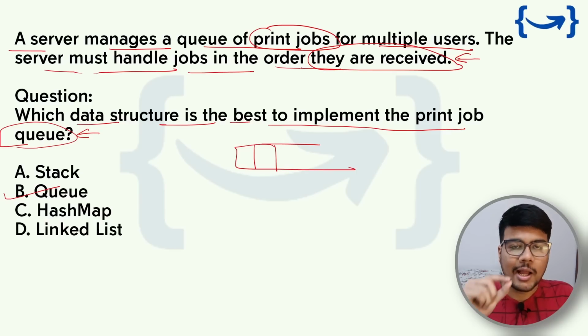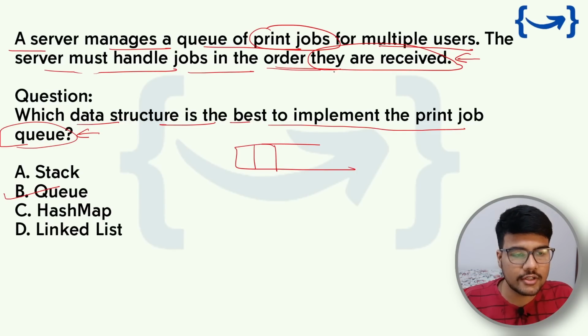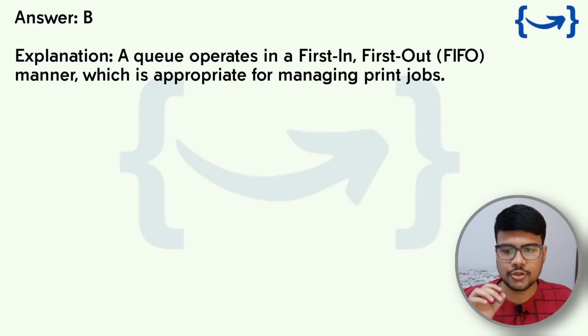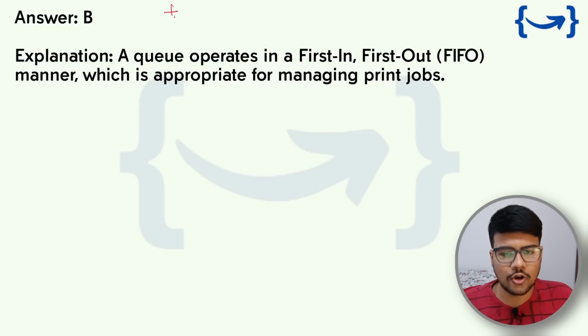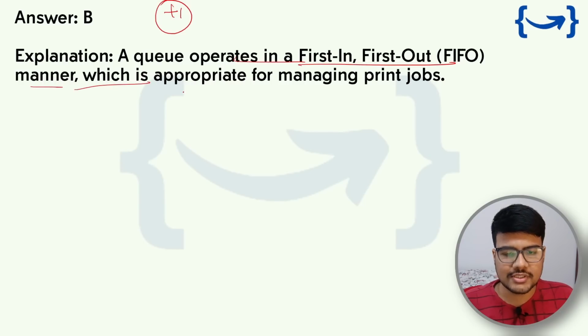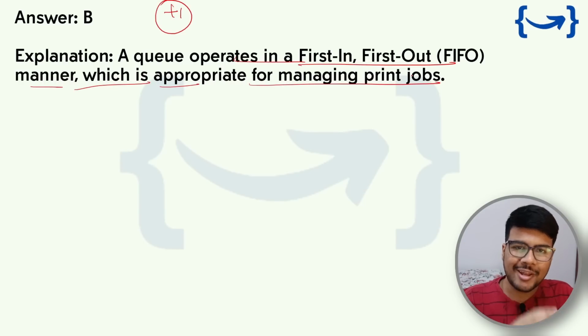Because you need to choose the option that handles jobs in the order they are received. First in first out would be the order, and I guess queue is the right answer. So +1 on your mark sheet if you mark this question right. A queue operates in a first in first out (FIFO) manner, which is appropriate for managing print jobs.